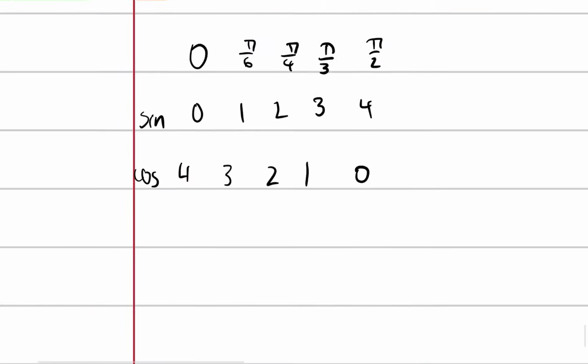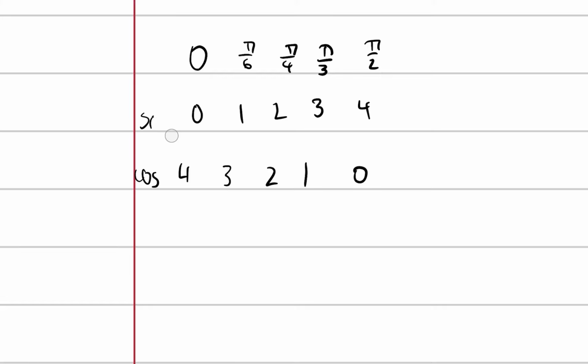So you start off with the angles: 0, pi over 6, pi over 4, pi over 3, and pi over 2. So sine, cosine. We start writing sine: 0, 1, 2, 3, 4. And cosine, we work backwards: 4, 3, 2, 1, 0. But obviously, sine of 0 is 0, sure, but sine of pi over 6 is not 1, and sine of pi over 4 is not 2.